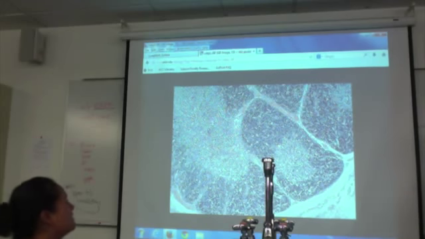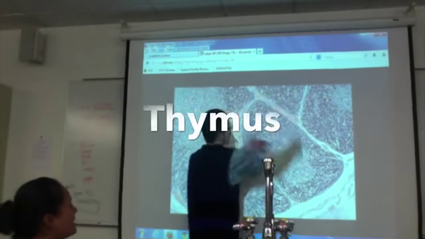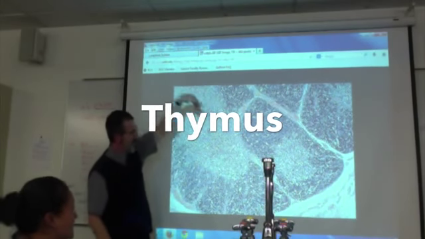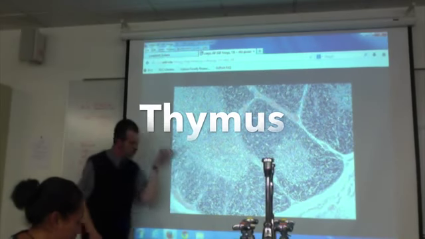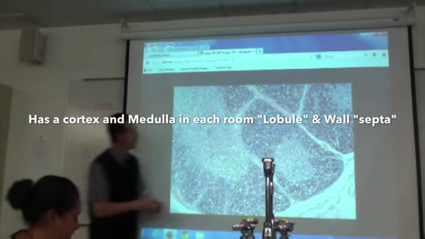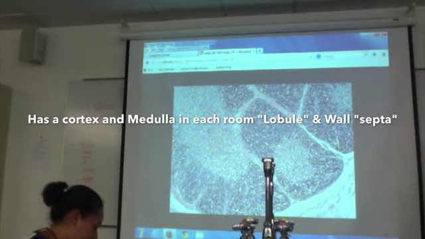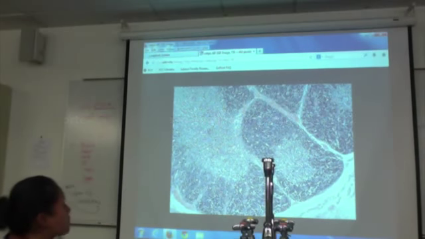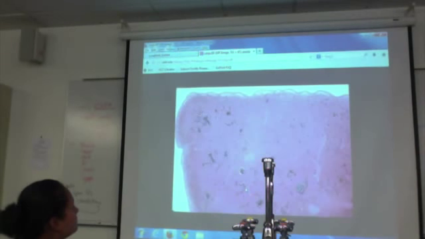So, be sure for thymus. How did you know? They're the rooms. So we have a cortex medulla in each, quote, room or lobule. It looks kind of like a spleen, but a spleen doesn't have those. That's not the best picture in town. It's the one they give me.